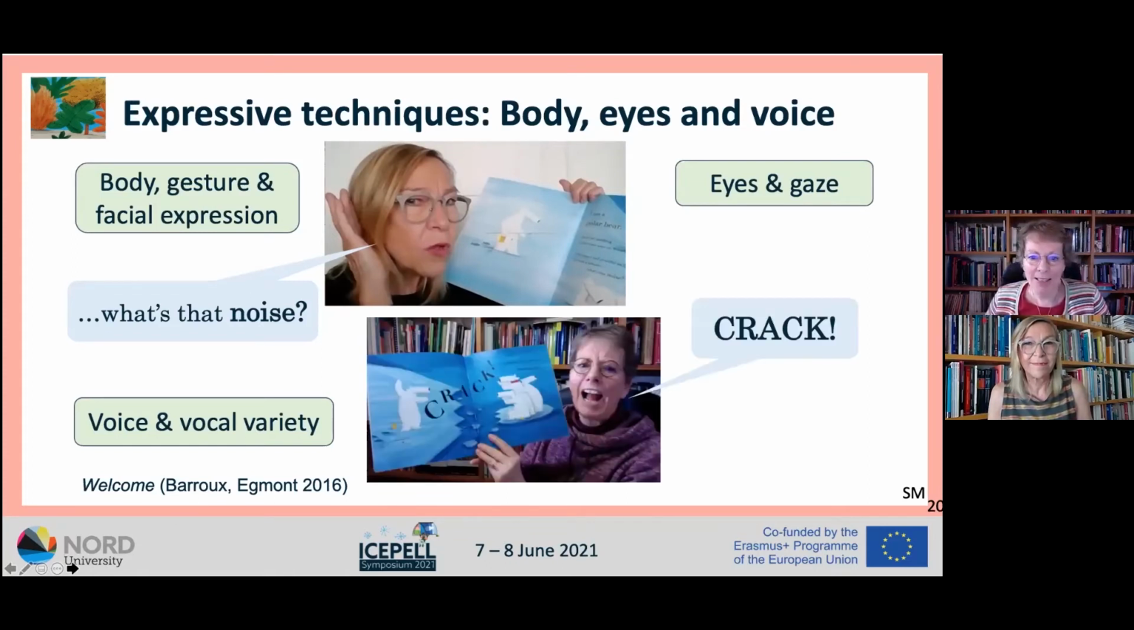Then what happens next? There's a crack in the ice. And as you can see, the word crack is big and in capital letters. So of course it needs to be read out loudly. And there I am saying crack very loudly. And I actually move forward as I say this, bringing the noise and the danger nearer to the learners. And then look at our eyes and our gaze. We are making eye contact with the children through our gaze to establish rapport and to keep them engaged.